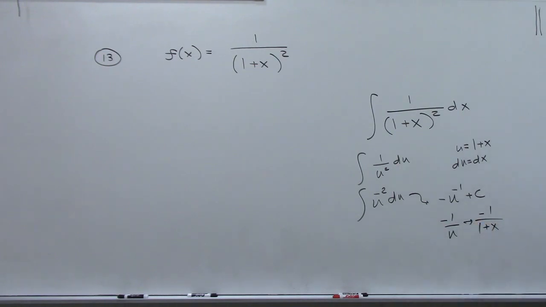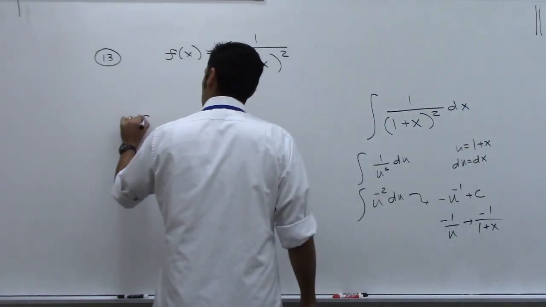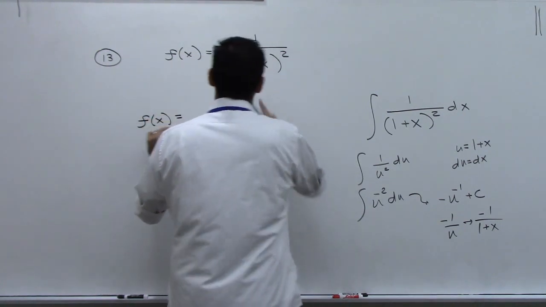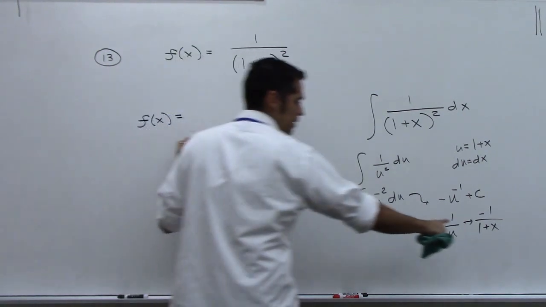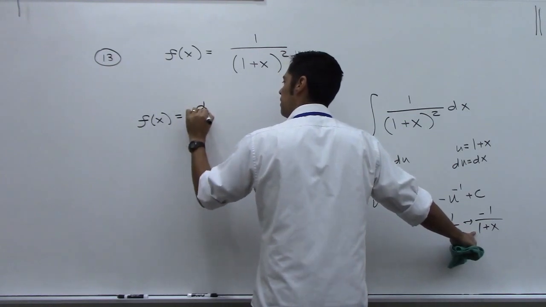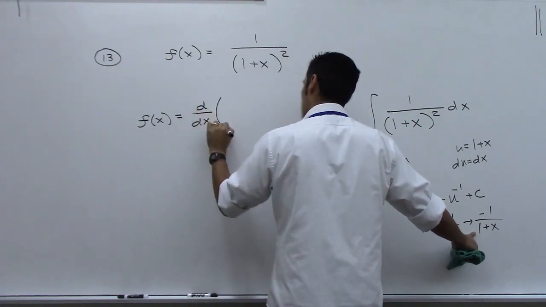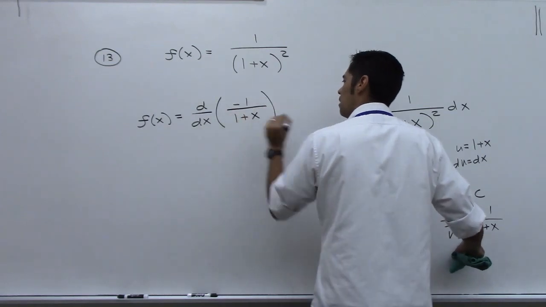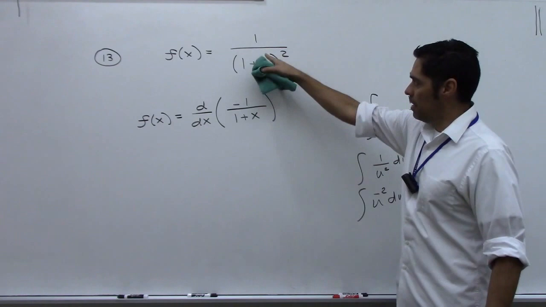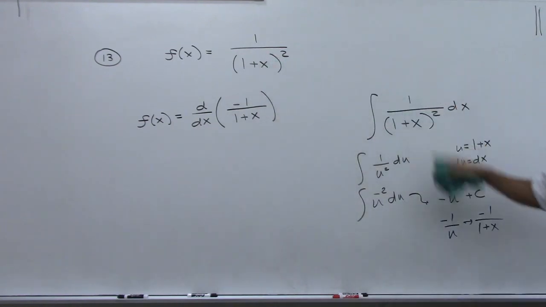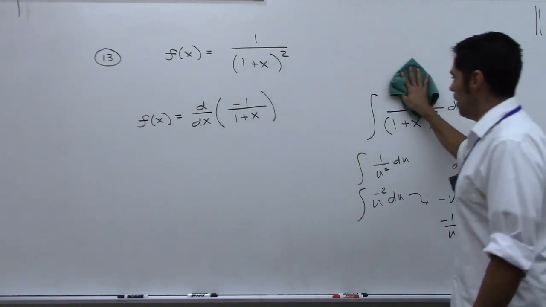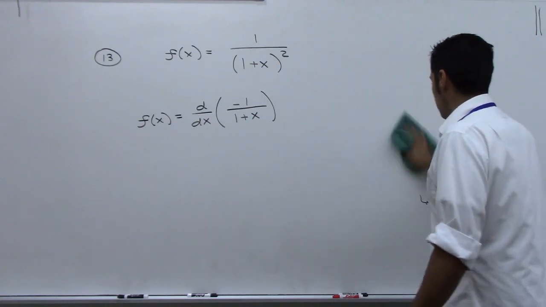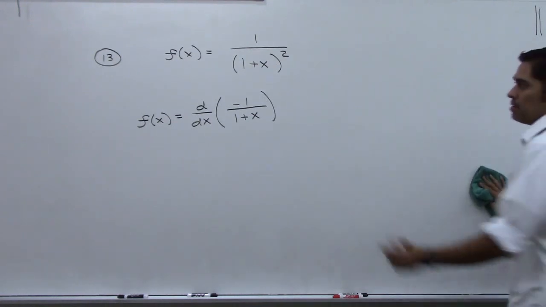So, all right, what does this mean? This means that f of x, this function, is actually the derivative with respect to x of negative 1 over 1 plus x. If you take the derivative of this, you get that. We know that because when we integrated that, we got this. So now we realize that what's in those parentheses can be written as a power series.